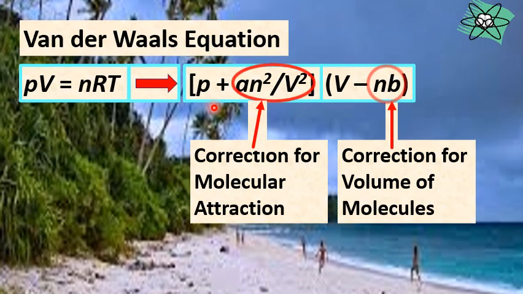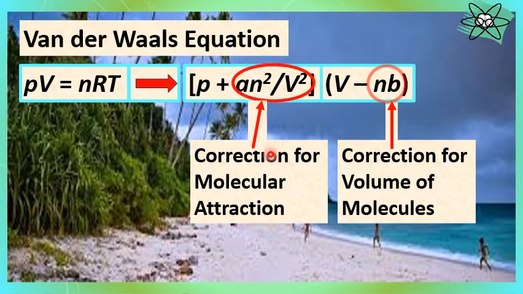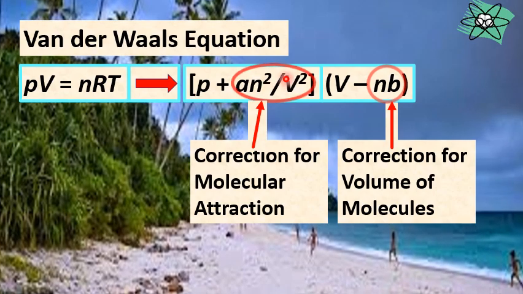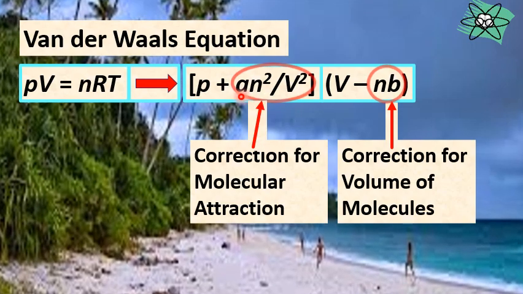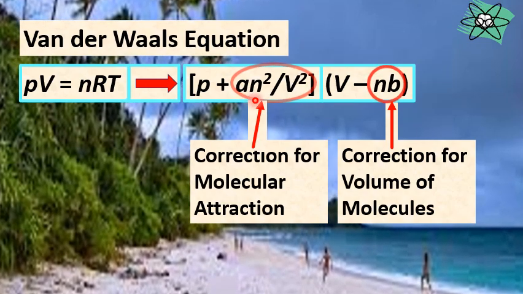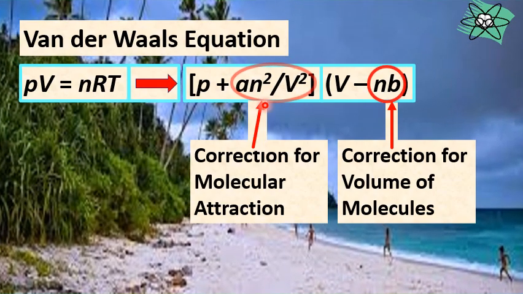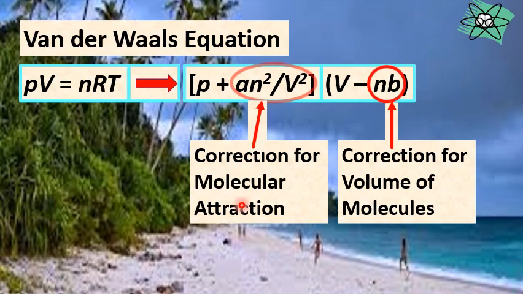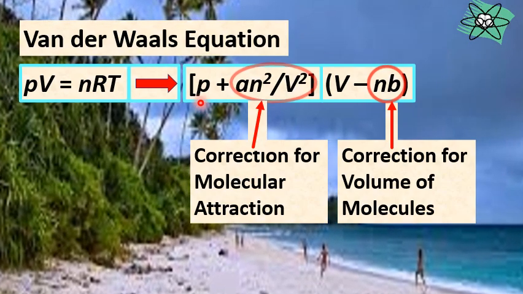The first one is to account for the attractive forces among the molecules, right? So this correction is expressed as the constant a times the square of the number of moles divided by the square of the volume, right? This is the correction for molecular attraction, and it is added to the pressure P.